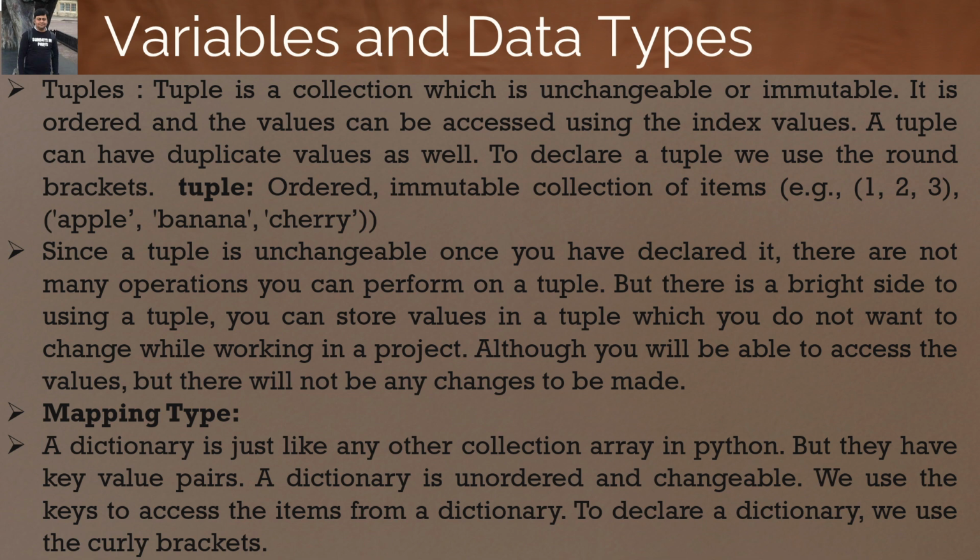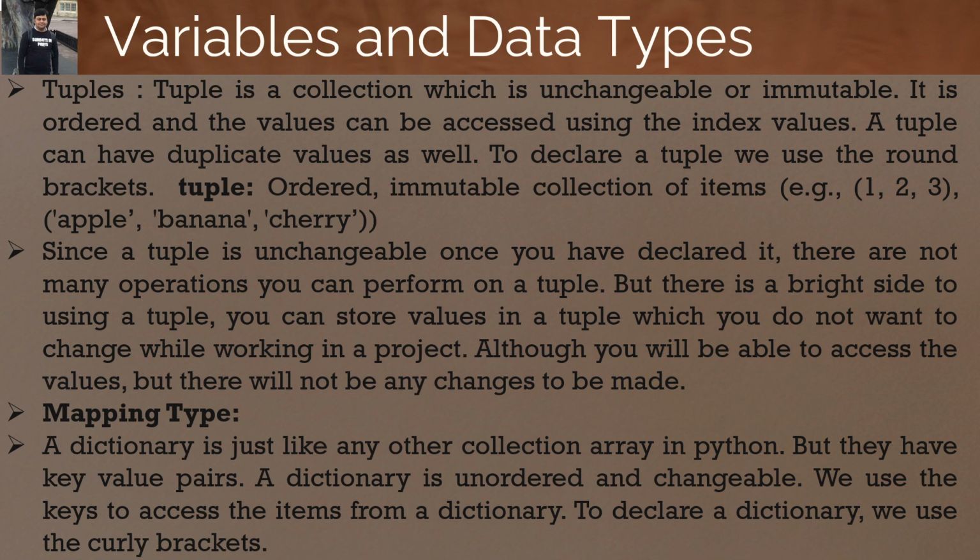So a tuple is a collection which is unchangeable or immutable. It is ordered and the value can be accessed using the index values. A tuple can have duplicate values as well. To declare a tuple, we use the round bracket, like tuple: ordered immutable collection of items, that is (1, 2, 3). You can use the round bracket and 1 comma 2 comma 3, or you can use apple comma banana comma cherry. So these are examples of how we can write a tuple.